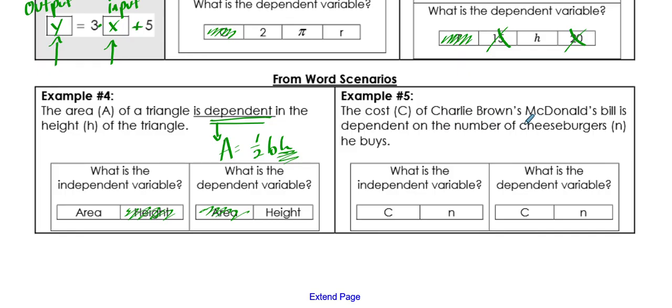The cost of Charlie Brown's McDonald's bill is dependent on the number of cheeseburgers he buys. So he can buy as many cheeseburgers as he wants. He gets to decide the number of cheeseburgers. And because he buys more cheeseburgers, he's going to have to pay more, so the cost will change. The cost depends on the number of cheeseburgers.